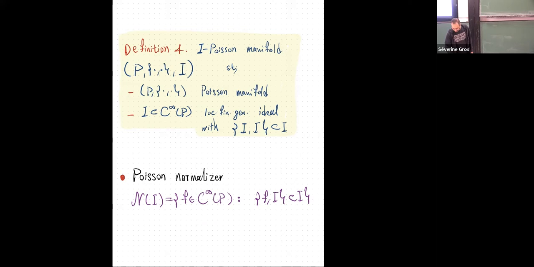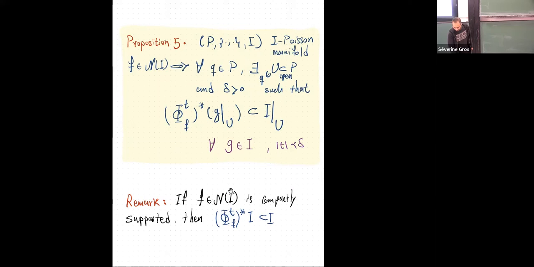The first object that we can associate to an I-Poisson manifold is the Poisson normalizer of its ideal I, which is defined as usual. And the main property of this normalizer that we want to use is the following proposition, saying that if we take a function f in the normalizer of the ideal I, then it preserves the ideal I locally. If f is compactly supported or its Hamiltonian vector field is complete, then the result would be global. And this proposition shows the importance of I being locally finitely generated. There are counterexamples for the case I is not locally finitely generated.